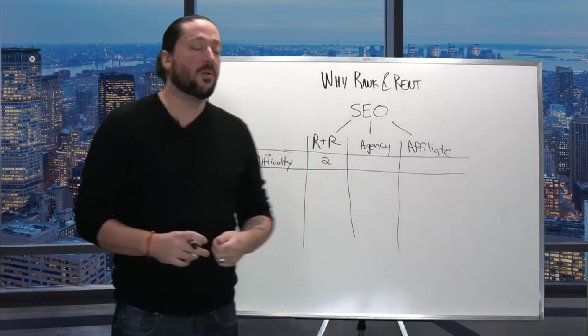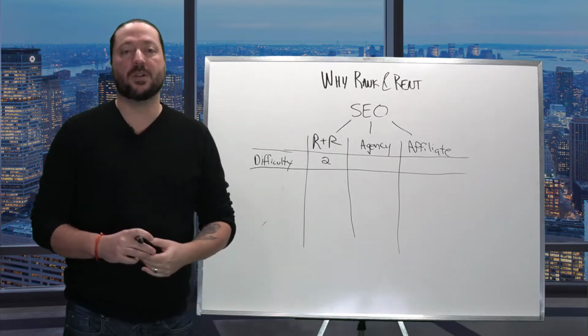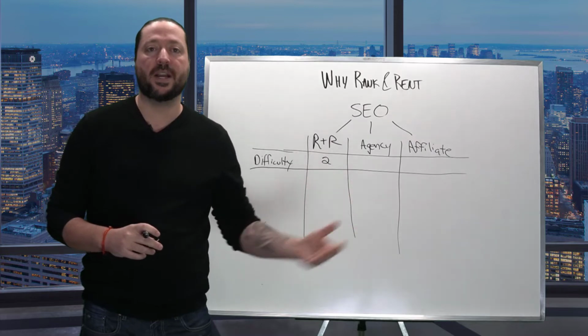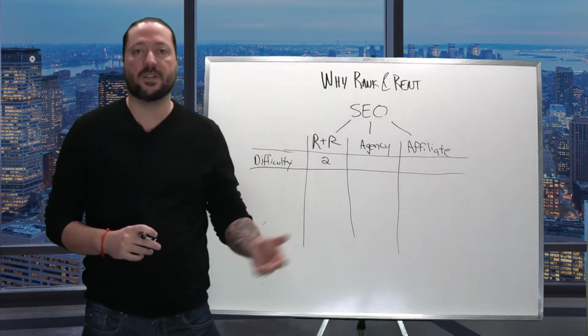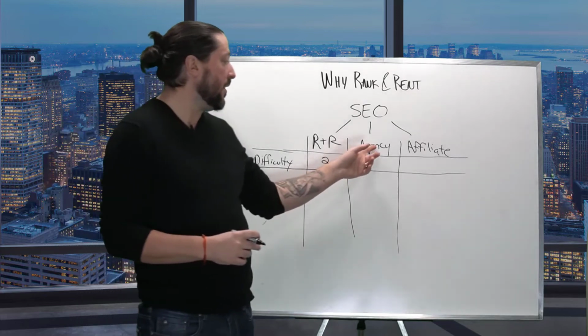The other thing about rank and rent is you're in full control of what keywords you're going after. So if you're, say, looking in the dentist niche and you don't find anything that you like, then just move on. You can move on to a different niche, you can move on to a different city, you can move on to anything that you want. Your keyword choice is 100% in your control.